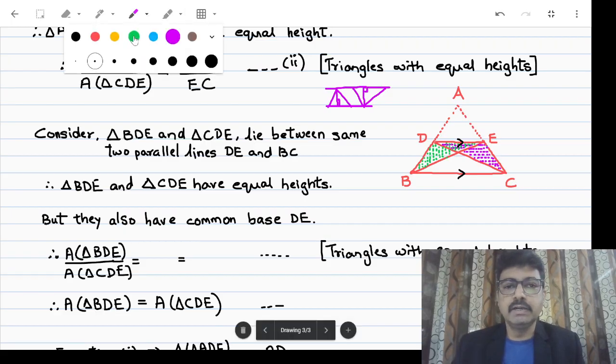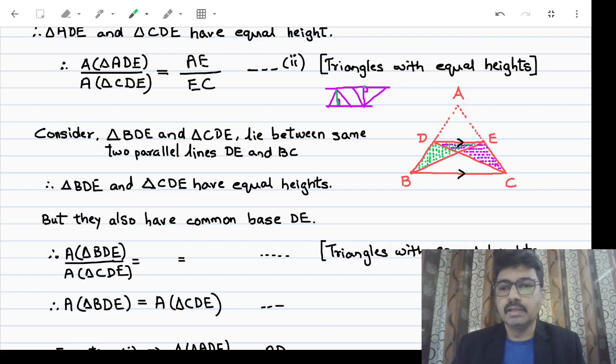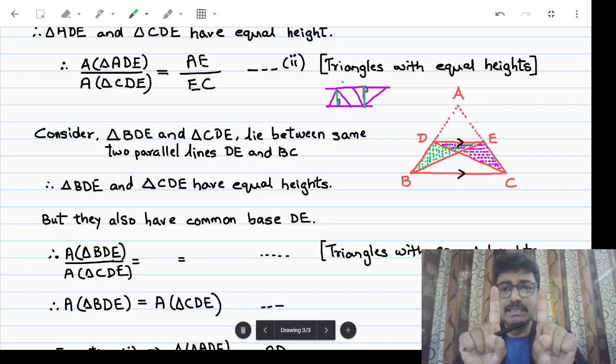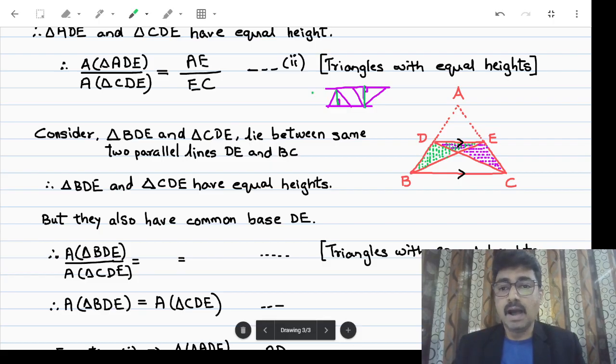But if you observe these heights, I am drawing another color here. These heights, the green colored lines, are basically the distance between the parallel lines. Now parallel lines will always have the same distance between them. Always. They never intersect. They are parallel. So the distance between them is the same. Here the heights of the triangles are the same. And therefore triangles BDE and CDE will have equal height. So we have triangles with equal heights.